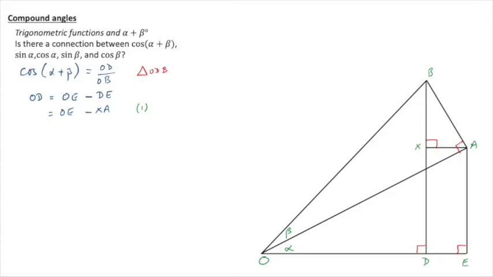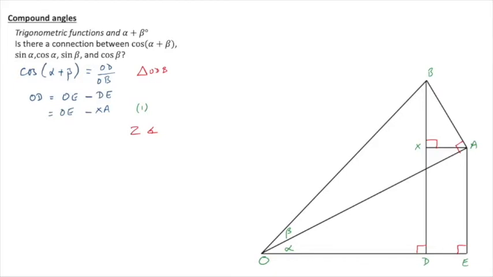Now the reason we're looking at what OD might be also equal to is that if we can get these other trig functions involved by using other triangles within this figure, then we can replace OD by these other things and we can make some sort of equation that connects them together.